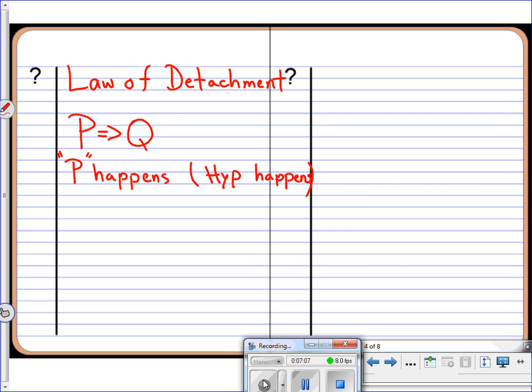Okay, let's take a look at the law of detachment. So the law of detachment says, suppose I have a conditional statement, P then Q, and I tell you, hey, P happened. Then you get to conclude that Q happened.